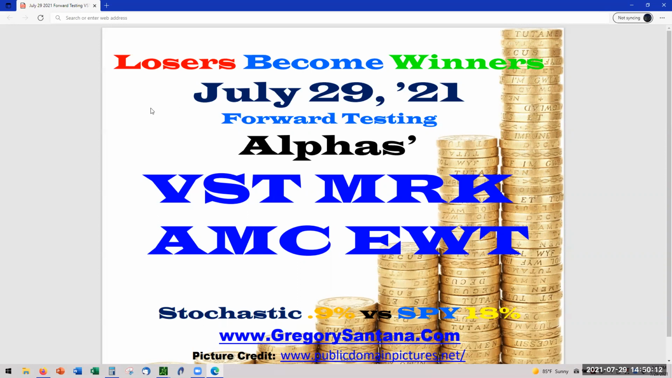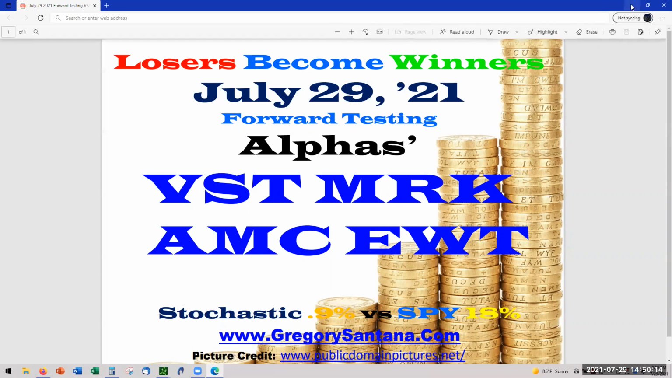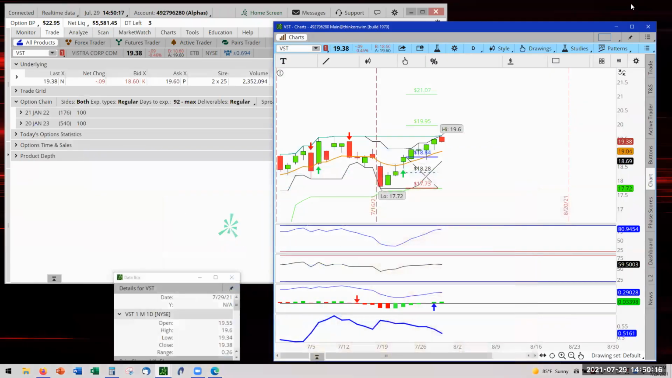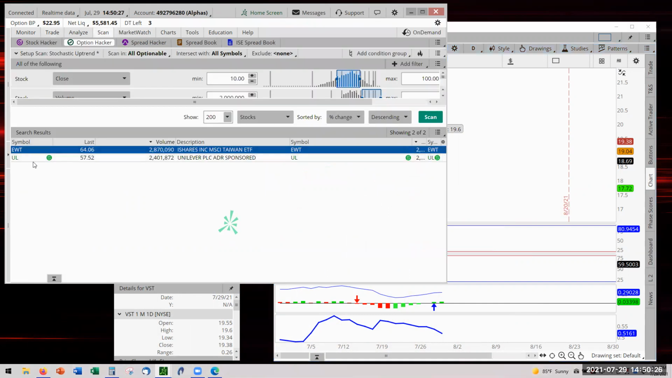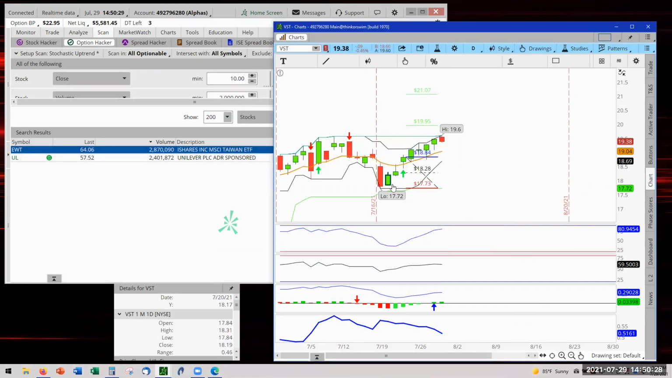What is forward testing? Well, earlier this week we ran the scanner in the open market and ended up picking up VST, MRK, and AMC. That's what forward testing is. You run your scanner, then from your scanner results, go to the chart and mark up the chart, keep a list of what you did, and then come back and look at it in a week's time and see how the scanner produced a winner for you, and whether the trade would have been profitable.